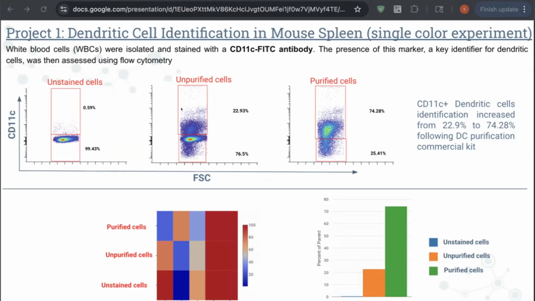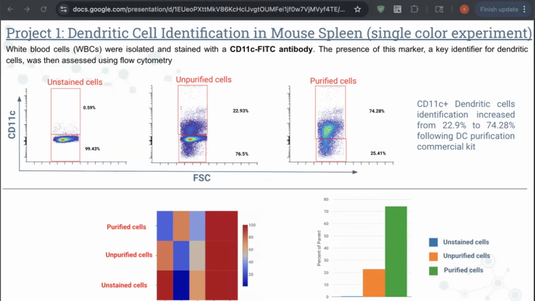Next, I performed initial gating. This is the process of drawing boundaries on the data plots to isolate the cells we want to analyze. You can see in the plot how we identified the main dendritic cell population based on their unique size and internal complexity.